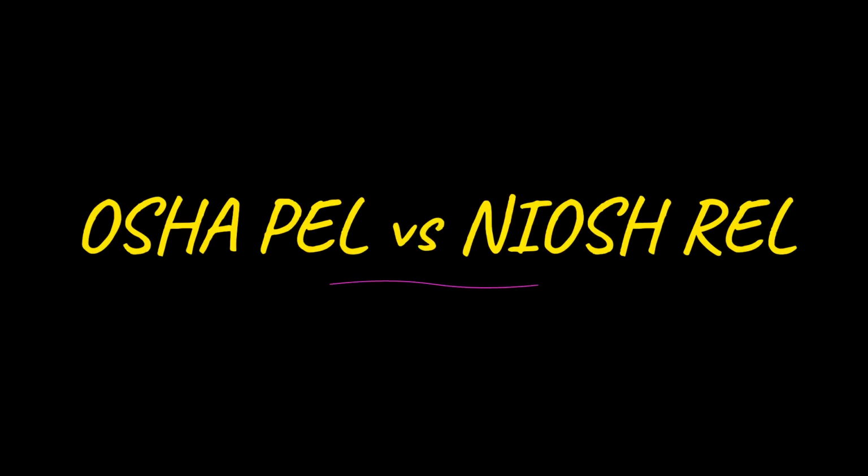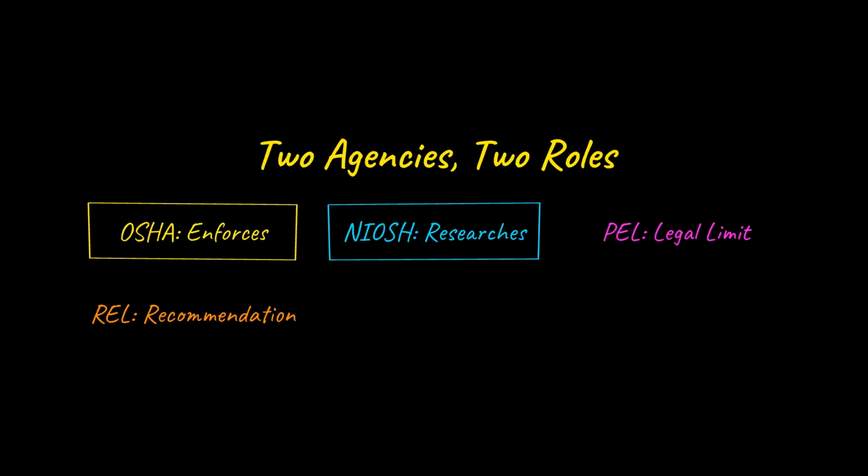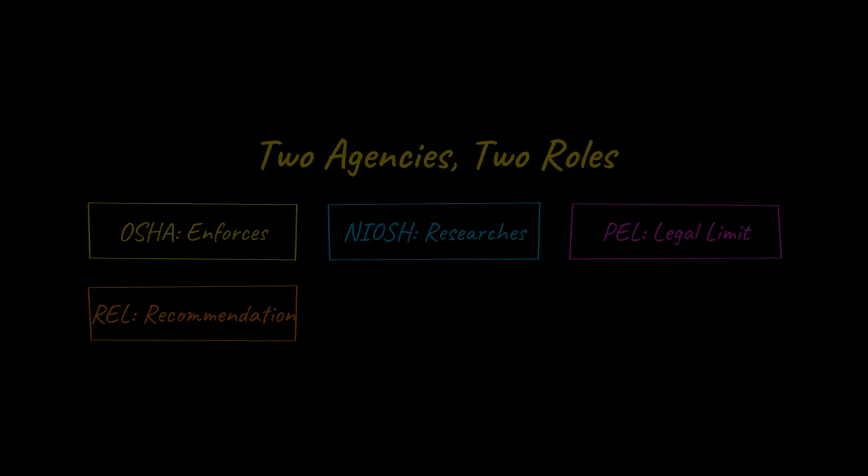When you see two exposure limits listed for the same chemical, it's because two different agencies publish them for two very different purposes. Understanding the difference is essential for anyone working in a laboratory setting. OSHA sits inside the Department of Labor with rulemaking and enforcement authority, publishing permissible exposure limits that carry the force of federal regulation. NIOSH sits inside Health and Human Services with research authority only, publishing recommended exposure limits based on the latest toxicology data, but with no power to enforce them.